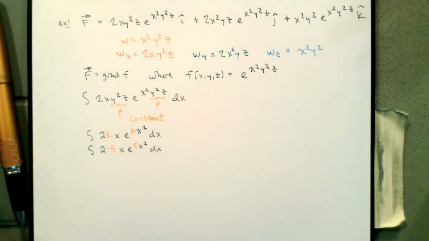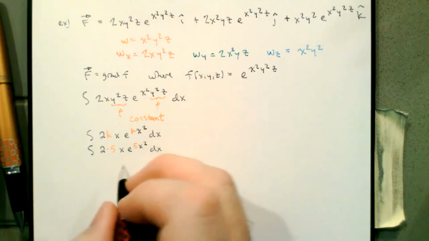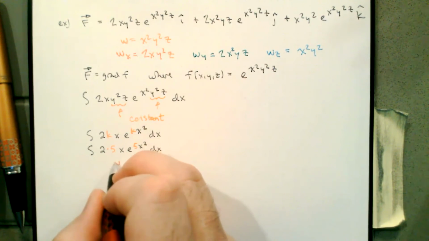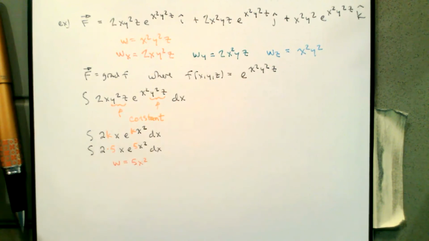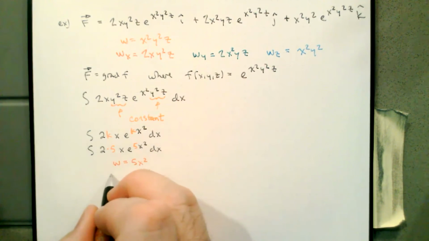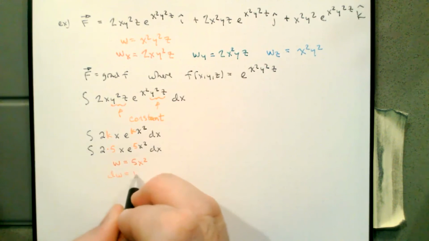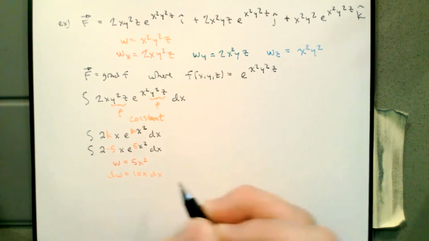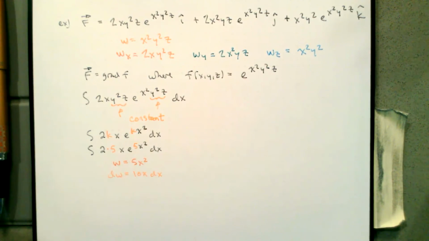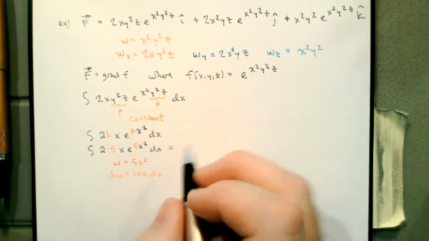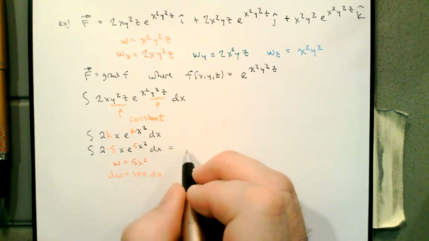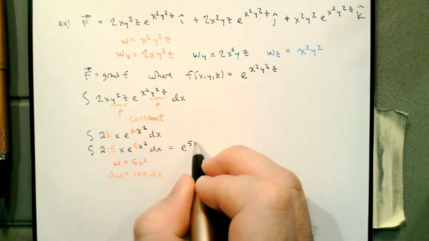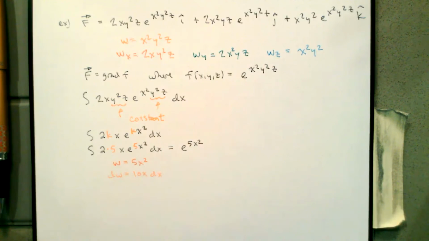So we're doing a substitution. So we said w is the inside, 5x squared. So dw is 10x dx. And so this just works out to e to the 5x squared, because the 10x dx, that was all the dw.